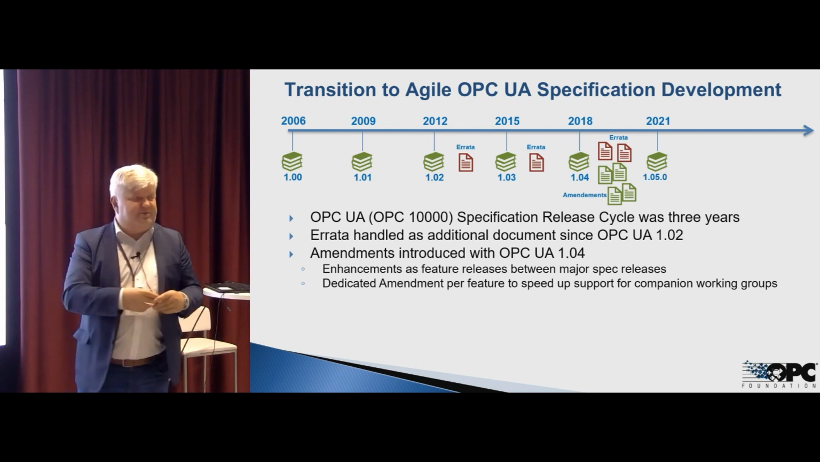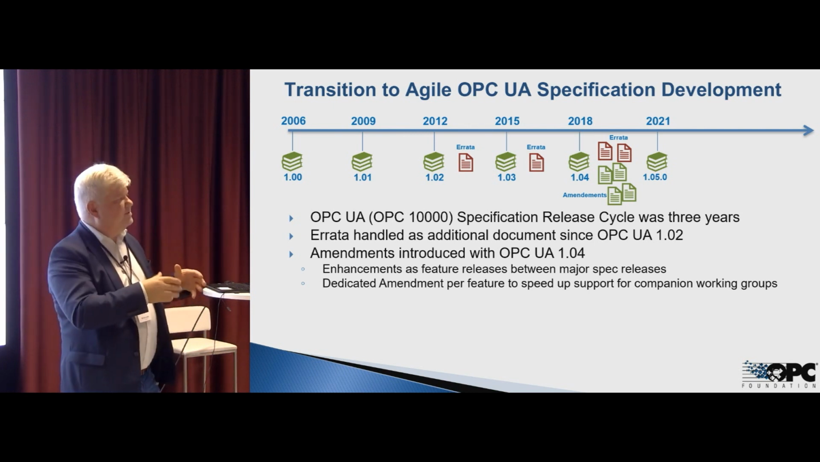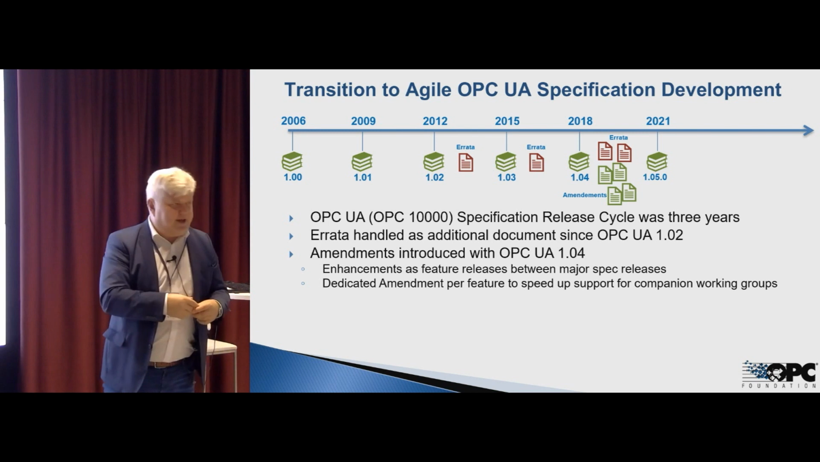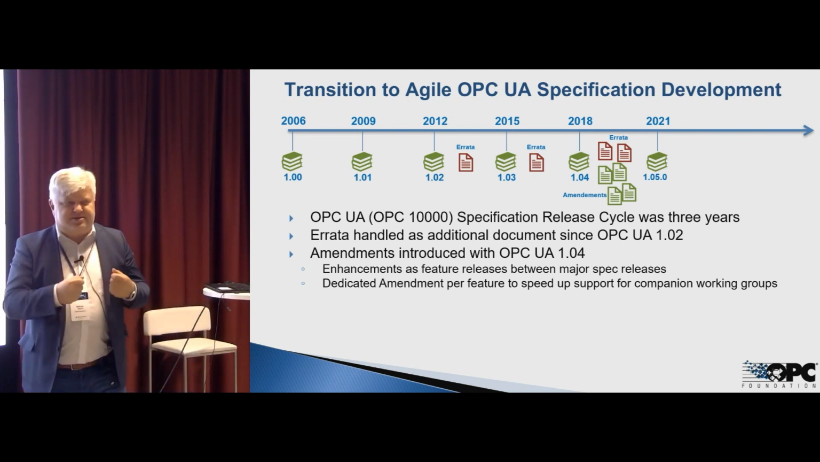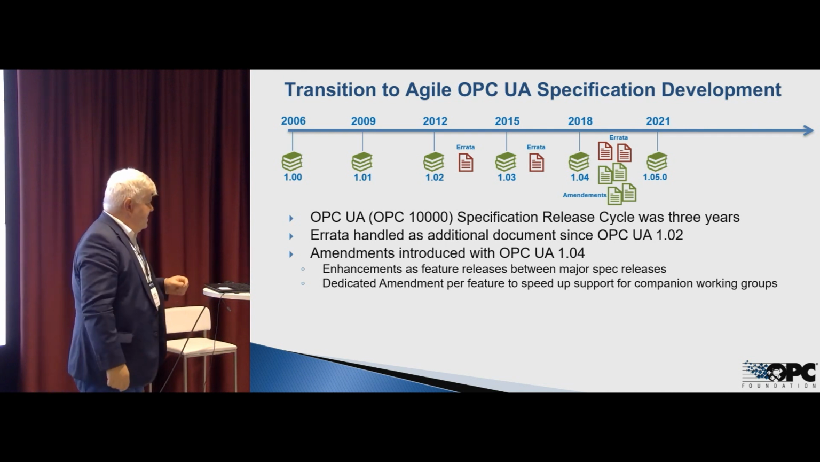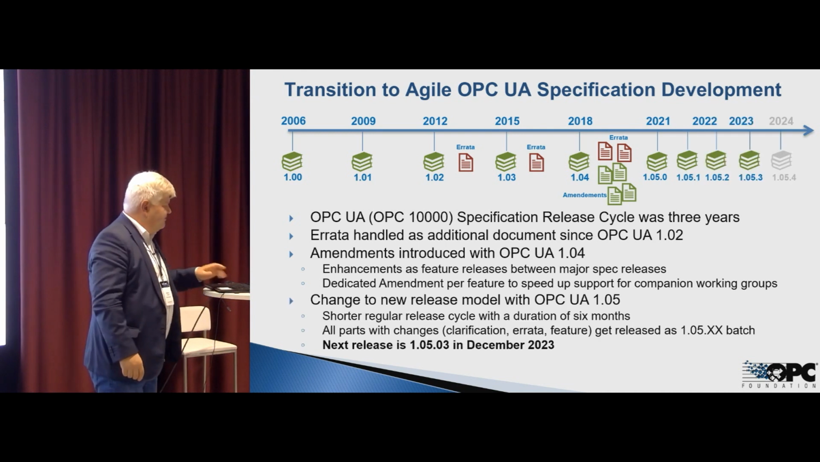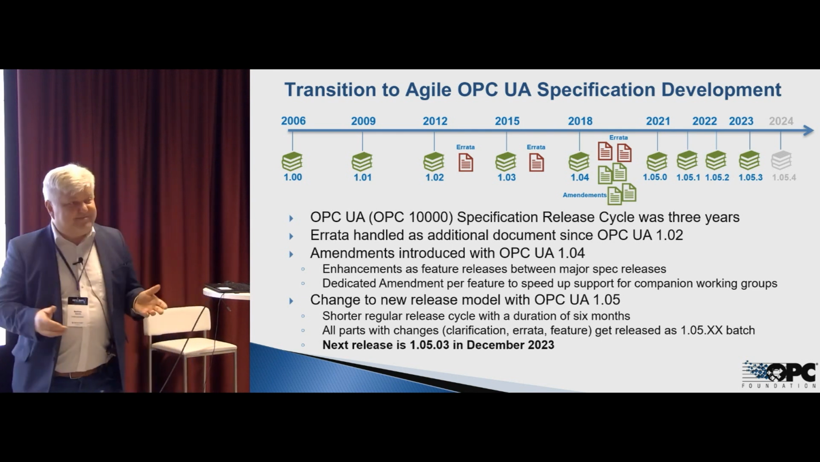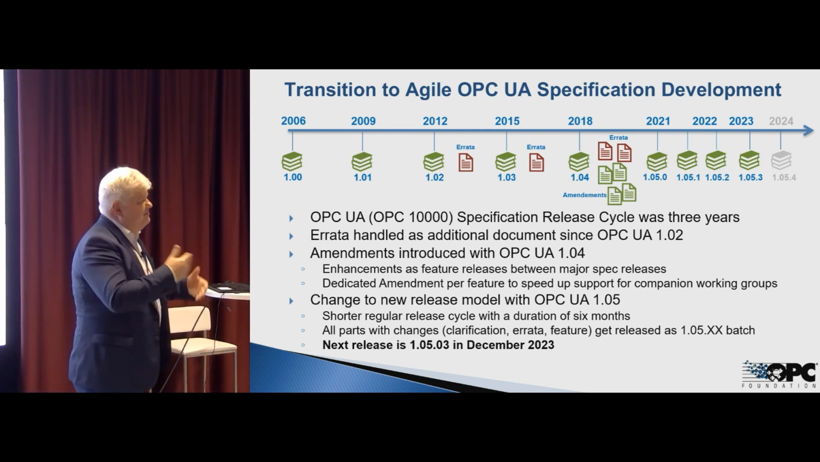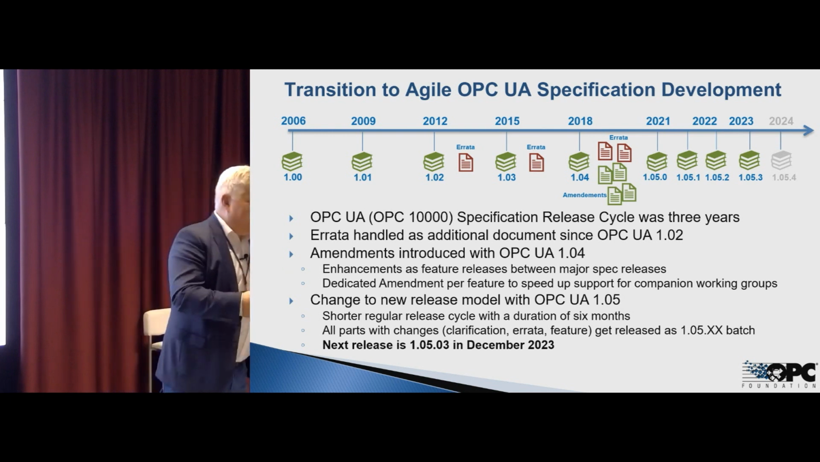And some of those features need to go to the core specification of OPC UA. That's why we introduced this concept of amendment, so adding features between the major releases. And that was so successful that it killed us because we just got too many of them. So we said, okay, we need to go to a better handling of that.